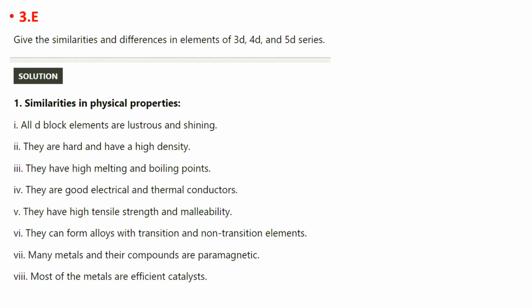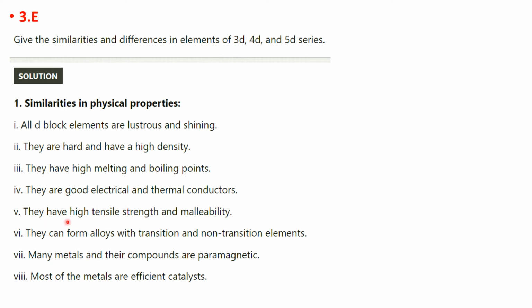Question E. Give the similarities and differences in the elements of 3d, 4d and 5d series. First, let us see the similarities in physical properties of the series. Number 1. All d block elements are lustrous and shining. Number 2. They are hard and have high density. Number 3. They have high melting point and boiling point. Number 4. They are good electrical and thermal conductors.